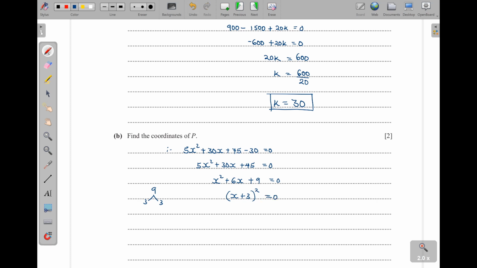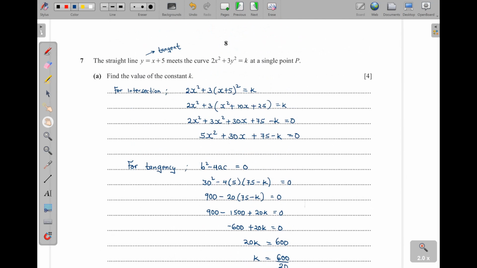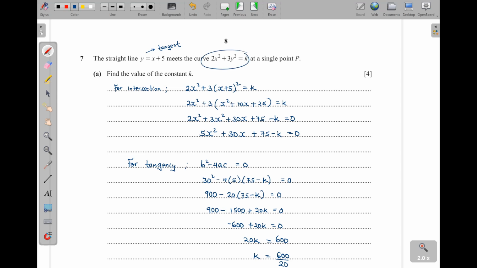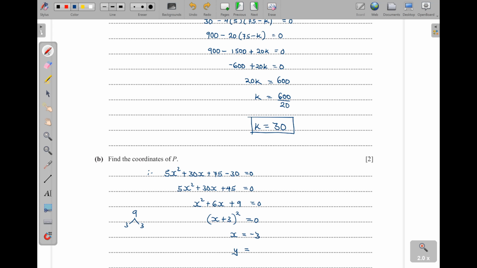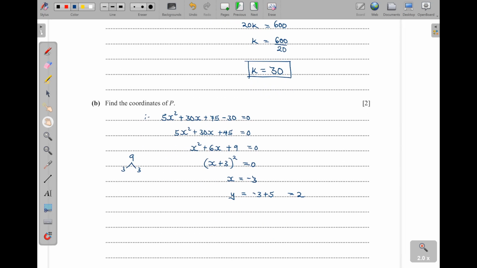When we equate all of that to 0, you take the square root, then x is going to be equal to negative 3. So if x is equal to negative 3, then what is y? So you can go back and substitute either here or here, but the simplest one I think will be this one, okay? So we shall have y is equal to x plus 5. X is a negative 3, then plus the 5, which gives us a 2. So therefore, our P, its coordinates are negative 3 and then 2.